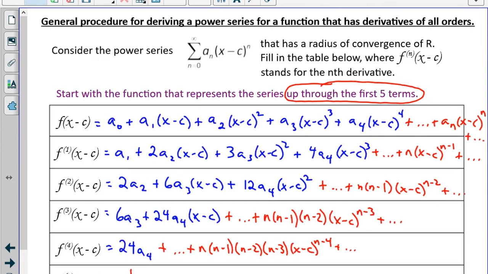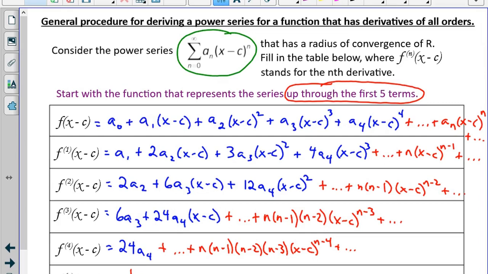Instead of writing all this out for you while you're watching me, I wrote all this out earlier. I wrote a function that represents this series. I wrote it out for the first 5 terms, so everything through 5 terms is in blue. And then after that in red, I decided to write what the nth term would be as we go along. So if we have f of x, we have a sub 0 plus a sub 1 times x minus c plus a sub 2 times x minus c squared, and so on.